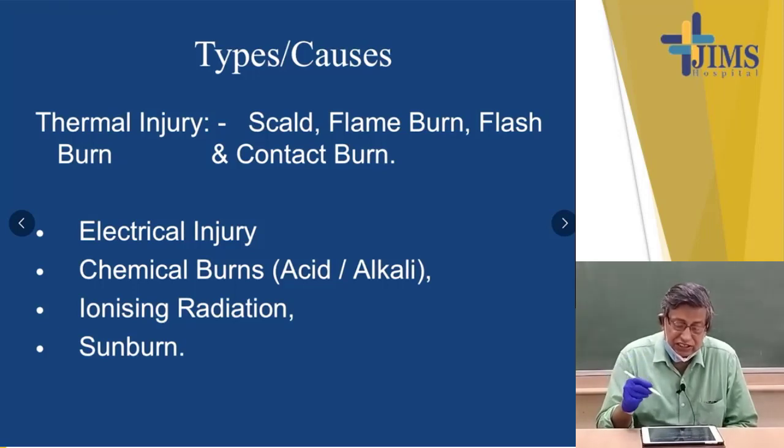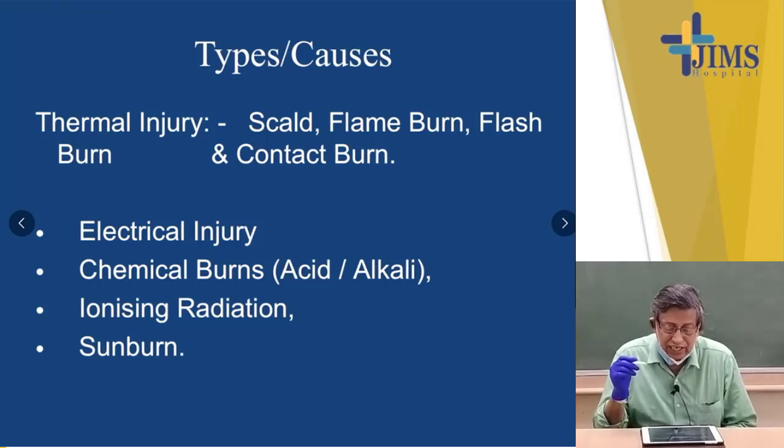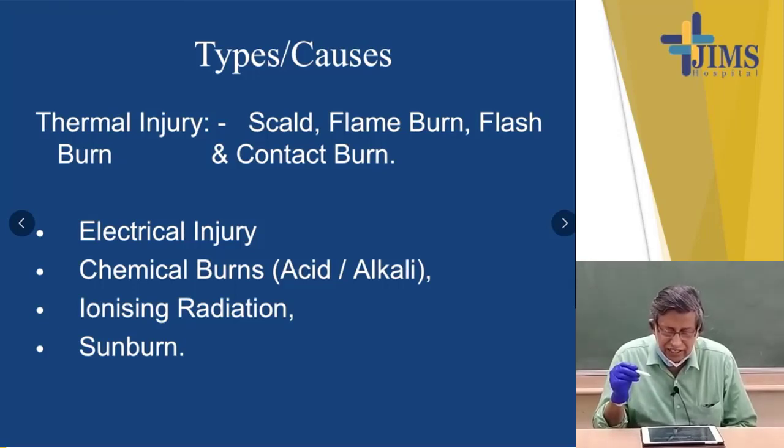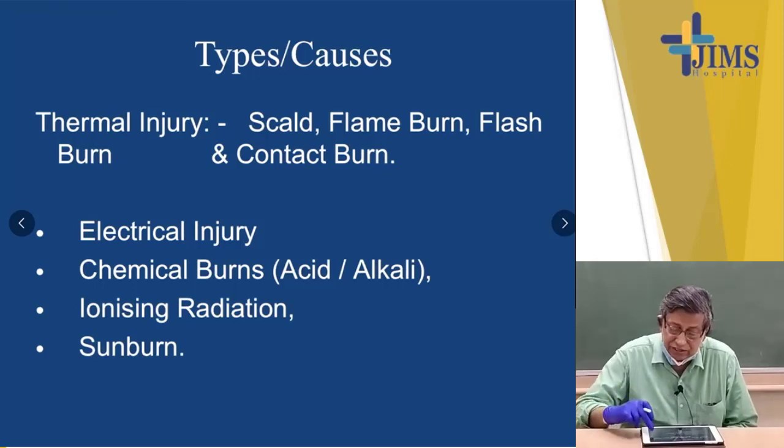Thermal burn is again divided into scald and flame burn. Scald is the burn due to a hot liquid. Then there is flame burn, and flash burn is seen in electrical burn. Electrical burn may be a conduction burn, due to passage of electricity, and there may be a flash burn, and there may be a contact burn. Then chemical burns, acid burn, hot liquid burn or alkali burn. Then electrical injury and chemical burns, acid, alkali, ionizing radiation and sunburn.